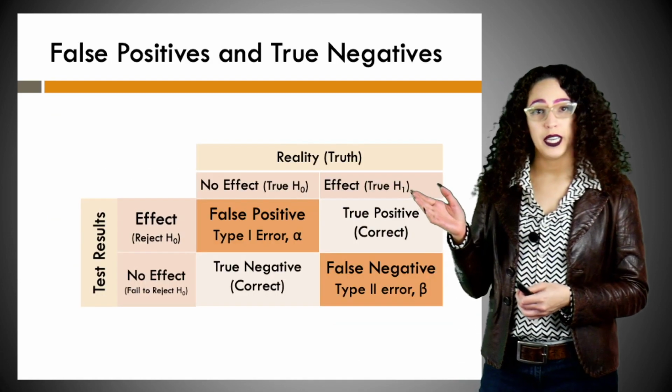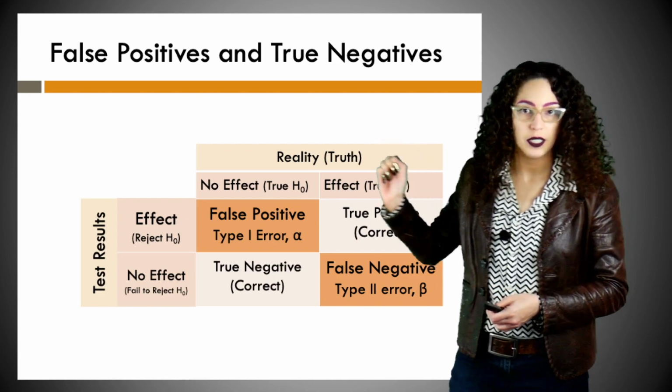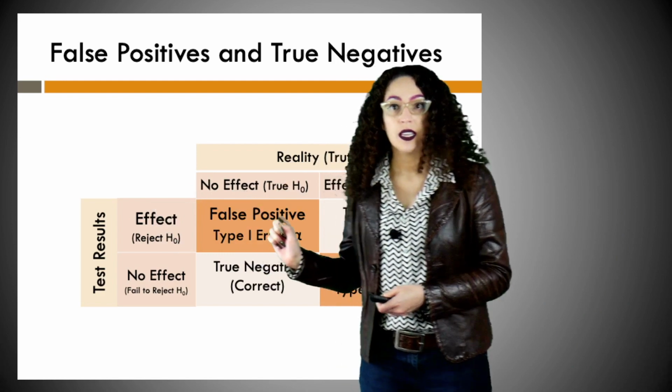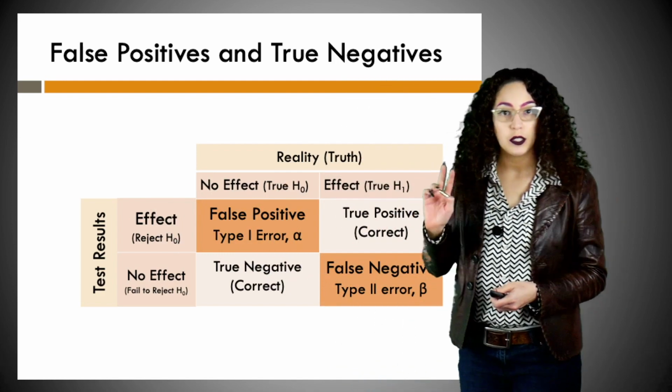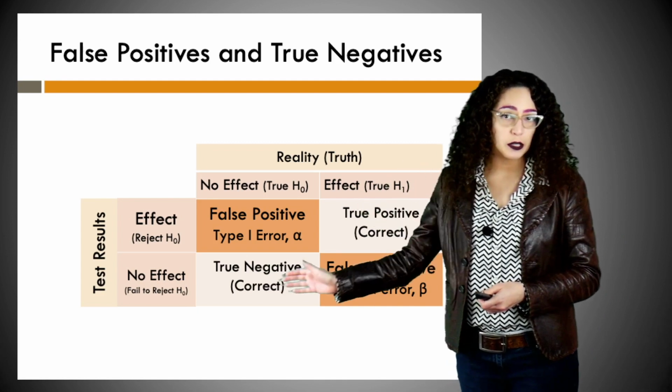This is called a truth table. Up here we have reality or the truth, the actual state of affairs. And over here we have the results of a hypothesis test that you run. So we have 4 different situations that could happen here. 2 places you could be wrong and 2 places you could be correct. Let's look at the 2 correct ones first.